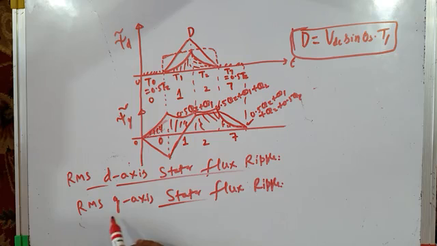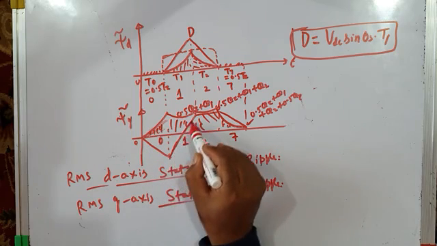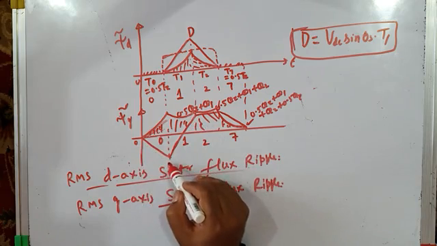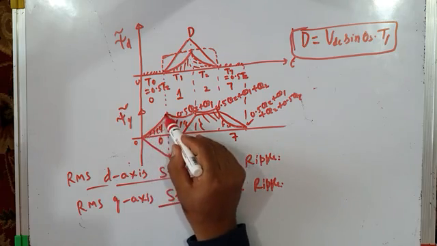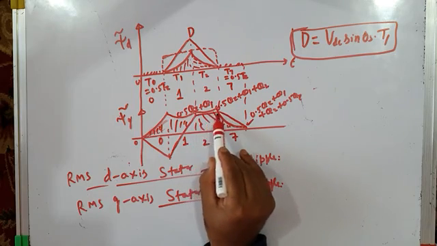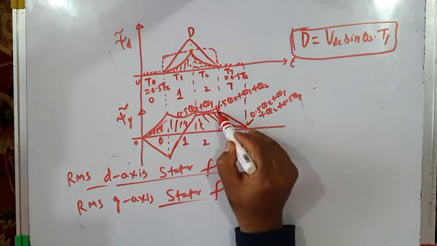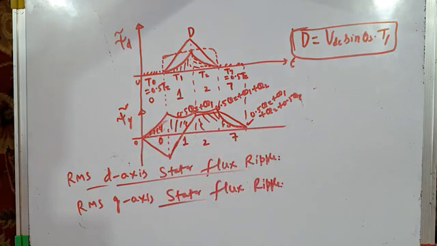Similarly, if you want to find the RMS value of the q-axis stator flux ripple, you square all these lines. You divide it into 4 subintervals, 1, 2, 3, and 4. So for subinterval 1, you square this line, you get a parabola. For subinterval 2, you square this line, you get another parabola. For subinterval 3, another parabola. And for subinterval 4, you get a parabola. Find the area under all these parabolas. That will give you the mean of square, and then take the square root of the whole thing. That will give you the RMS value of the q-axis stator flux ripple.